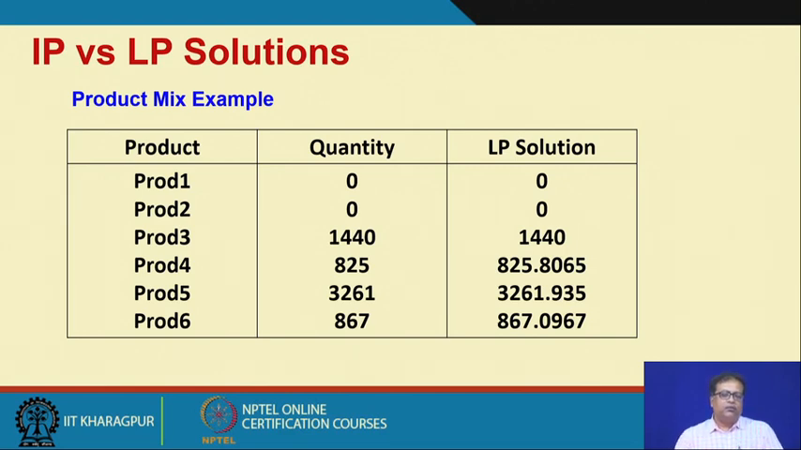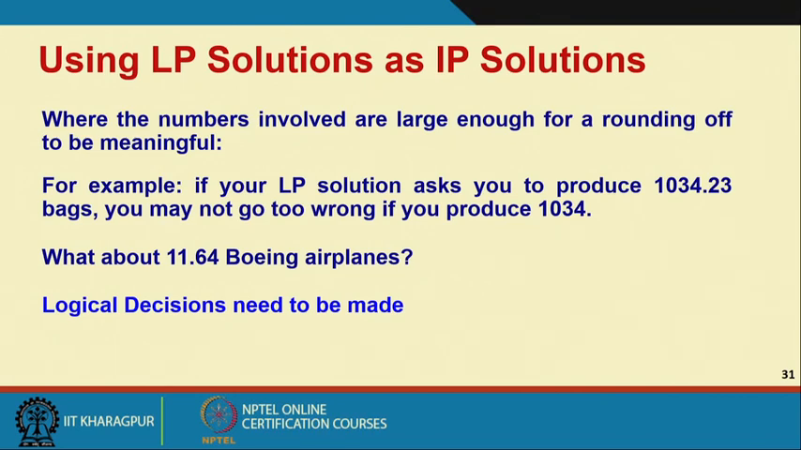how do they compare? Suppose in a product mix problem, the LP solution is 0, then we can take 0 as the product 1. If LP solutions is integer, there is no problem, but if LP solutions is something like 825.8065 or 3261.935 or 867.0967. Look, these are very high numbers, so a simple rounding off to 825, 3261 and 867 should not pose much of a problem, is all right.